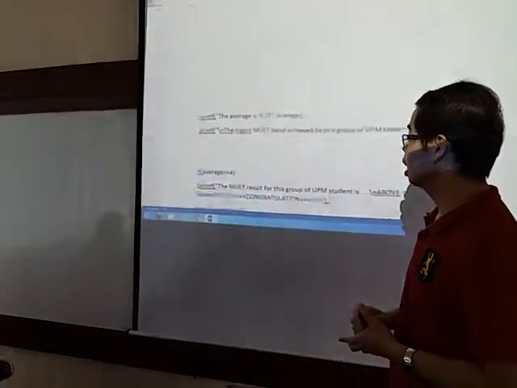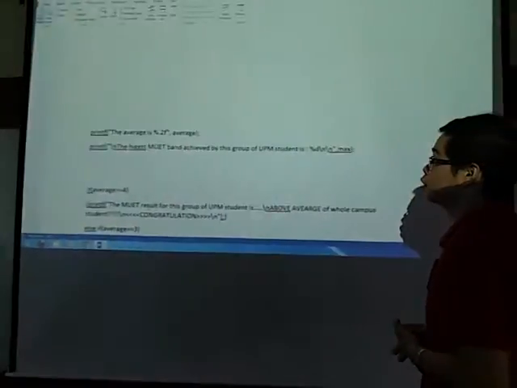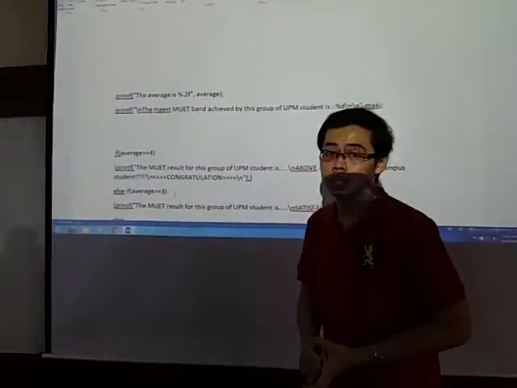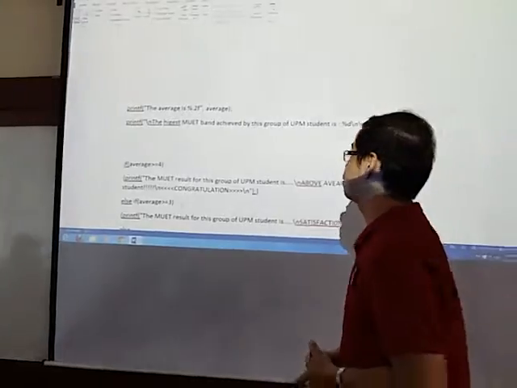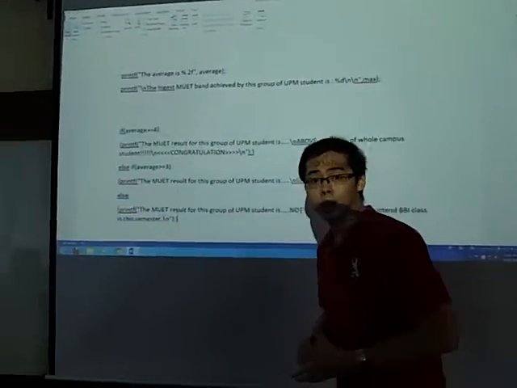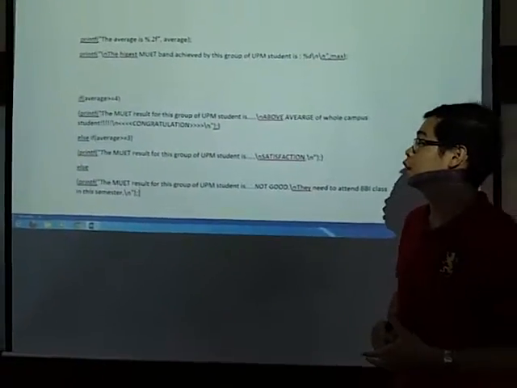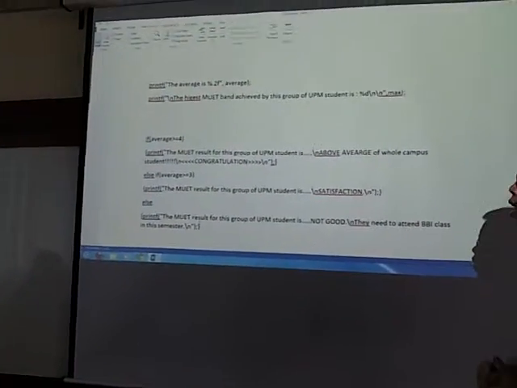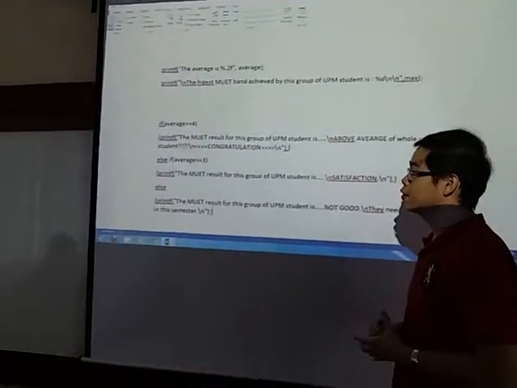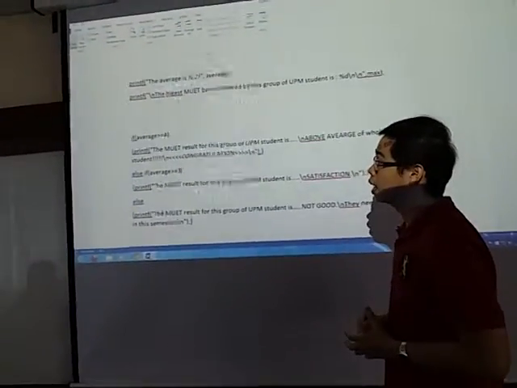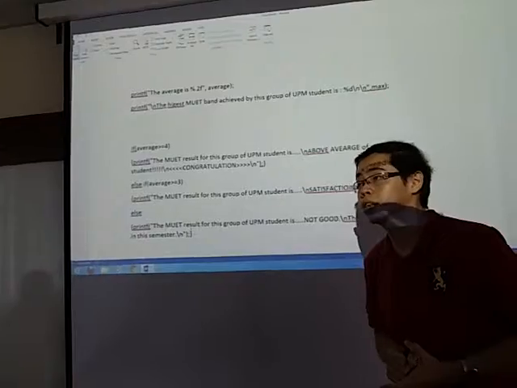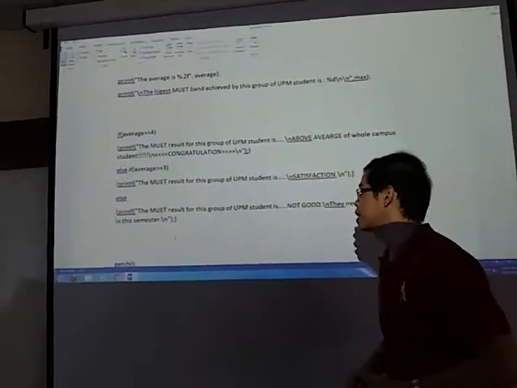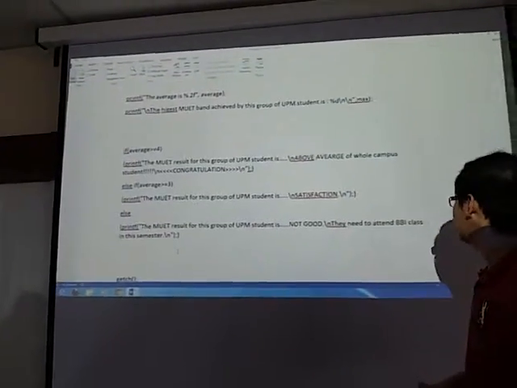Okay? After that, we go to a conclusion part that prints out what the average is, and prints out the highest band result achieved by the students. This is the conclusion for the result. And according to the result, I have used if and else, and nested if-else statements to separate the students into a few situations: no need to attend the BBI class or need to attend the BBI class.